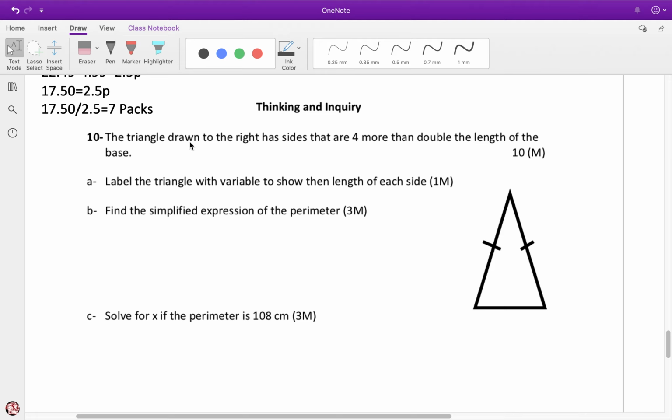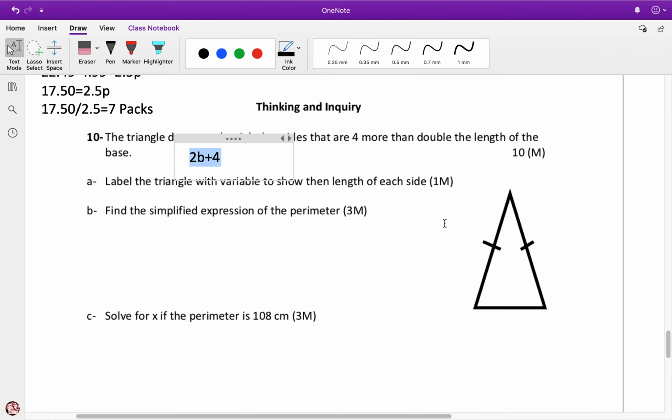So the triangle drawn to the right, which is here, has sides that are 4 more than double the length of the base. So what does that mean? So if you think about it, 4 more would be plus 4. And double the length of the base would be 2b. So 2b plus 4. That's going to be my equation for the side.